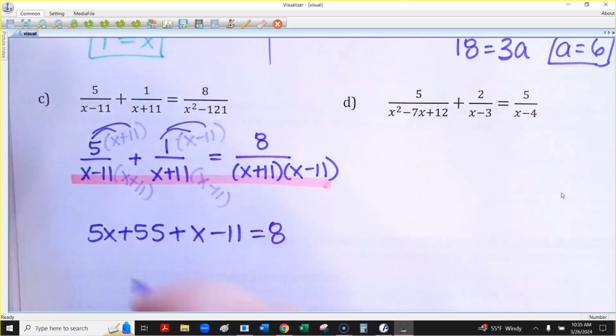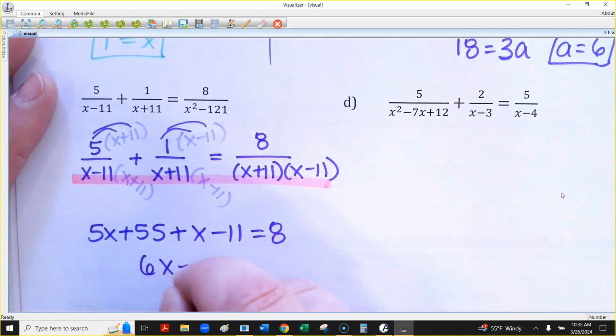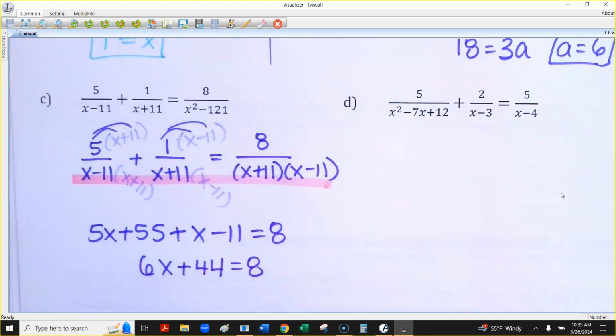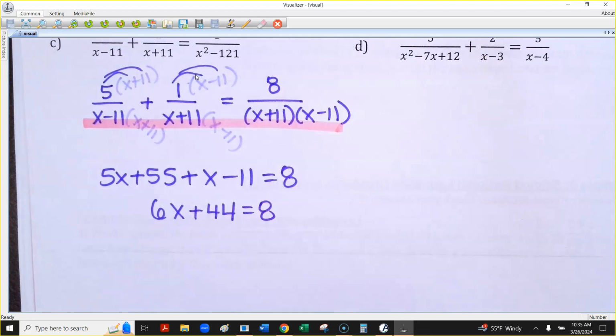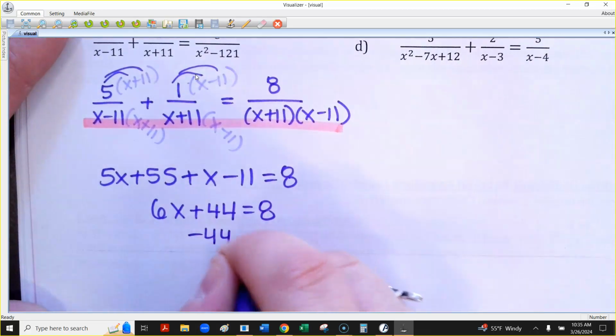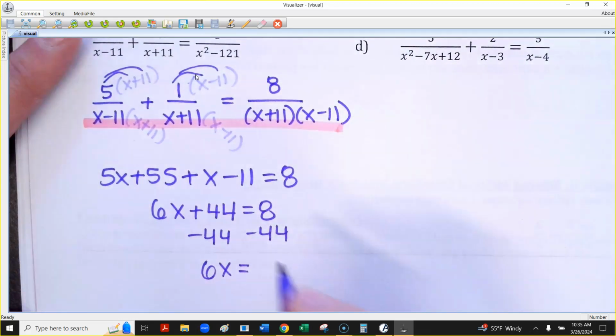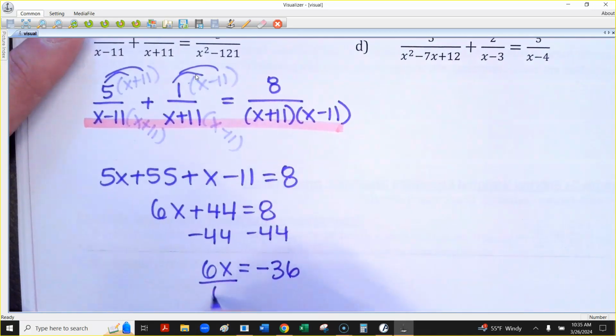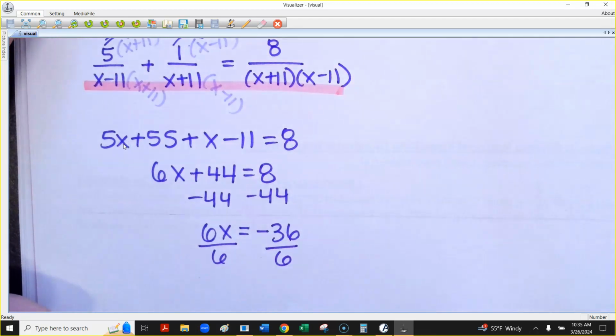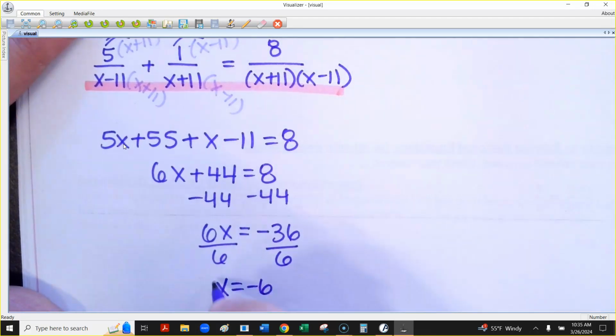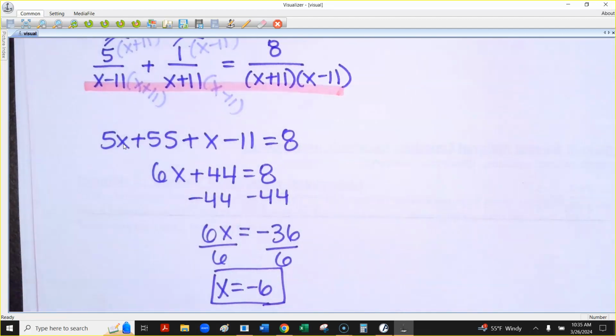Combine your like terms here. You got 6x plus what? 44 equals 8. And then all I got to do is subtract 44 from both sides. Can someone tell me what that is? Negative 30. Oh, excellent. Okay, now I'm going to divide by 6. So my answer is going to be a nice number, right? Negative 6. Now, my denominator's in the original problem, right? 11 and negative 11 would cause me a problem. As long as that's not my answer, we're good to go. Negative 6 is my answer, so that's it. We're done.